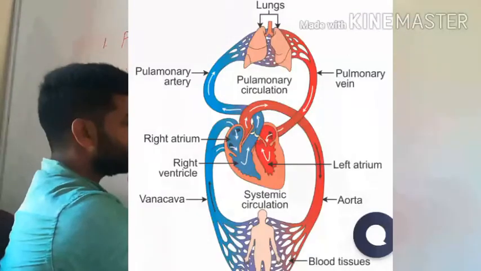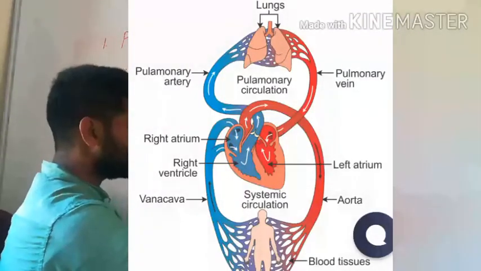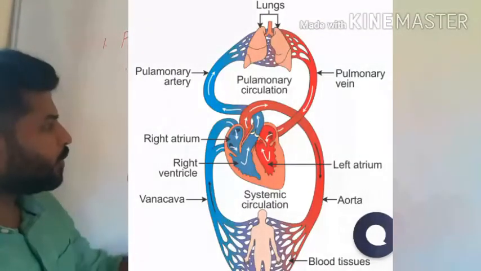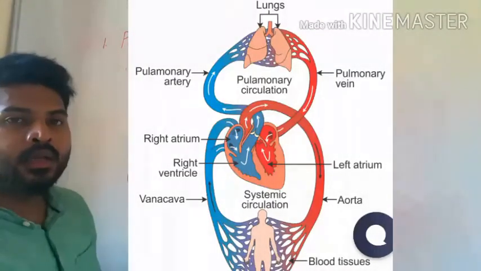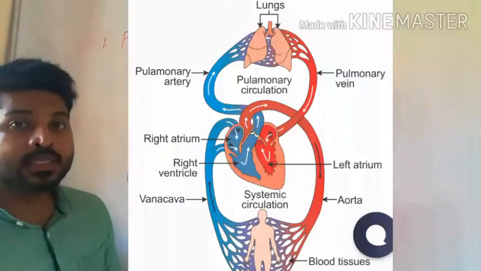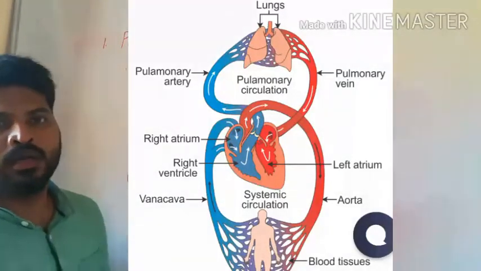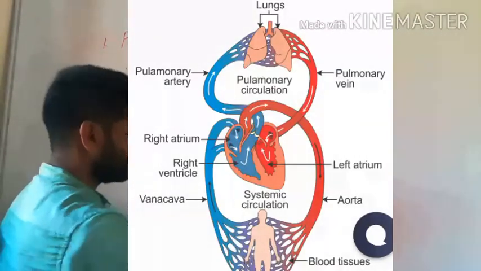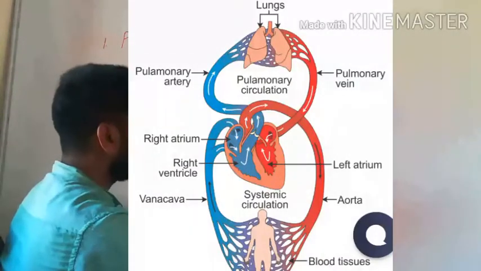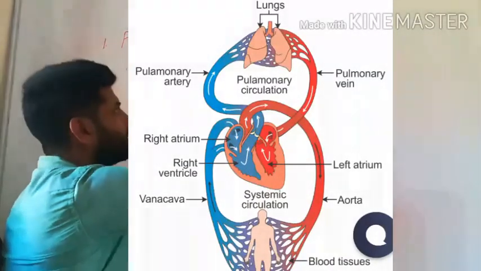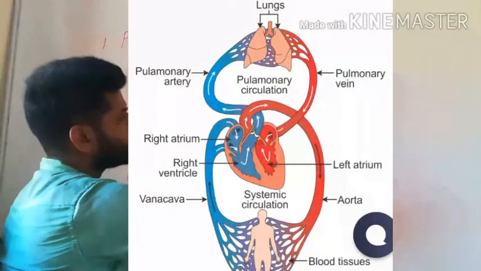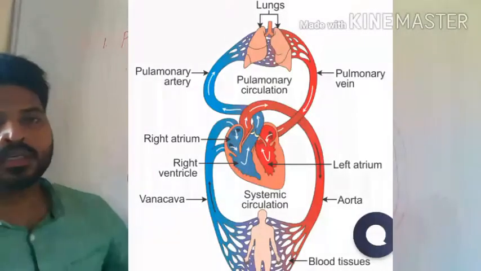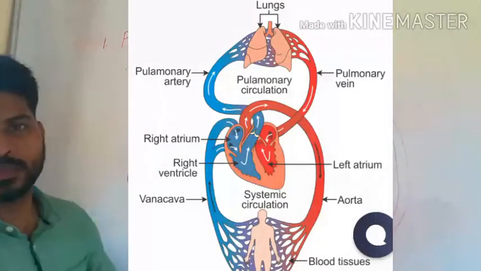When the left atrium contracts, blood is then pushed into the left ventricle. From the left ventricle, an artery, the largest artery known as the aorta, will transport the oxygenated blood from the left ventricle to different parts of the body, to the upper parts as well as to the lower parts. This completes the circulation process.